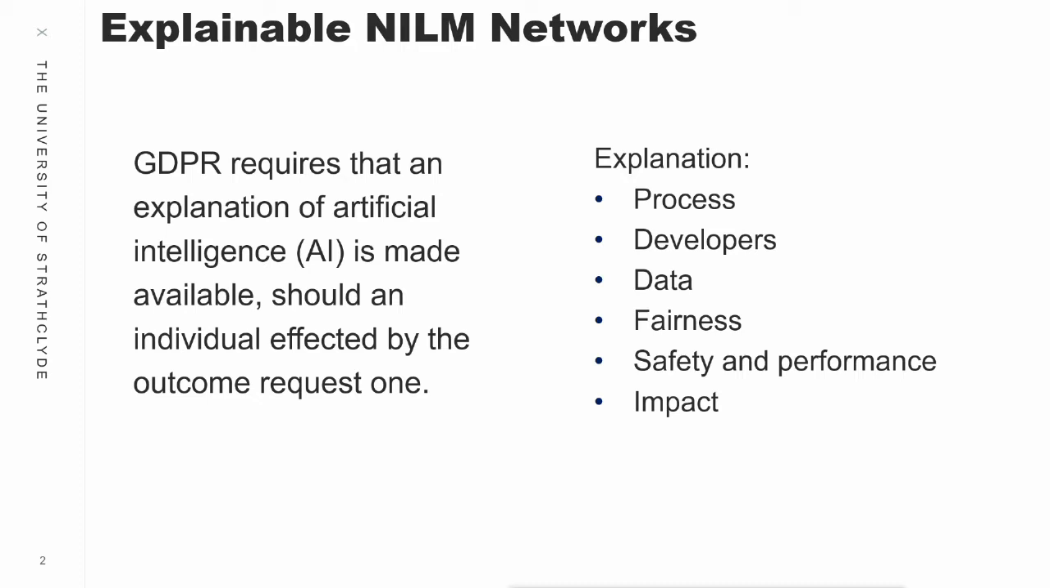The explanation may cover a number of approaches, such as how the decision is made, who developed the process, the data that has been used, the steps taken to ensure fairness without bias, safety and performance to ensure accuracy and reliability, and finally the impact that the AI could have on the individual or wider society.